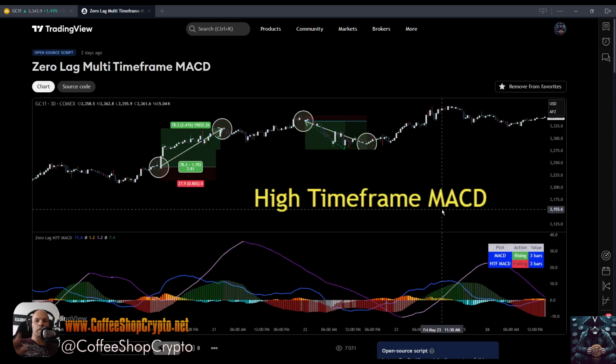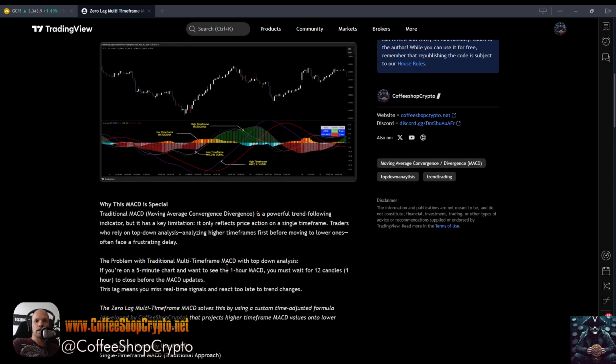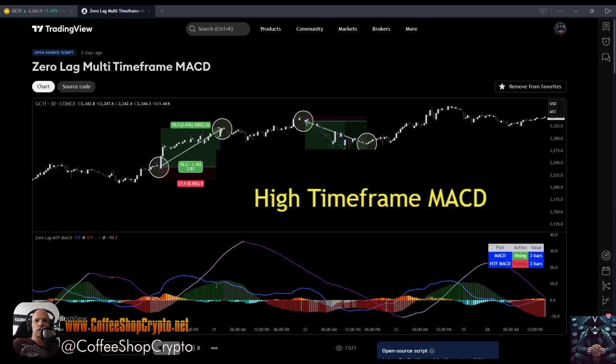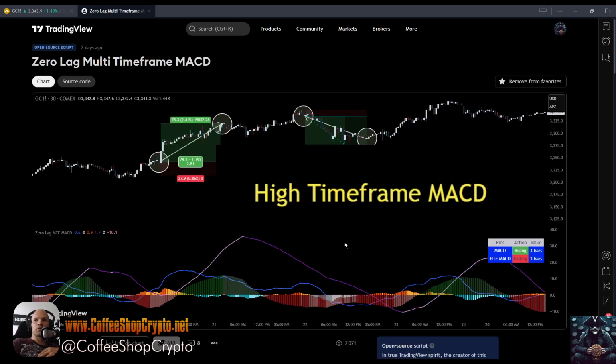The MACD has been a very widely known and widely used indicator for probably 3, 4, 5 decades or longer than that. I think since the 30s or longer. I'm not sure. So, a long time.